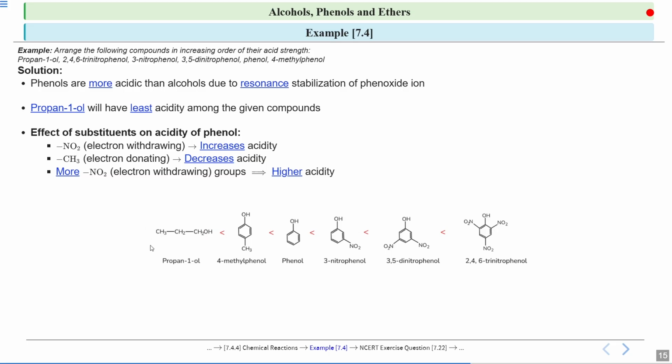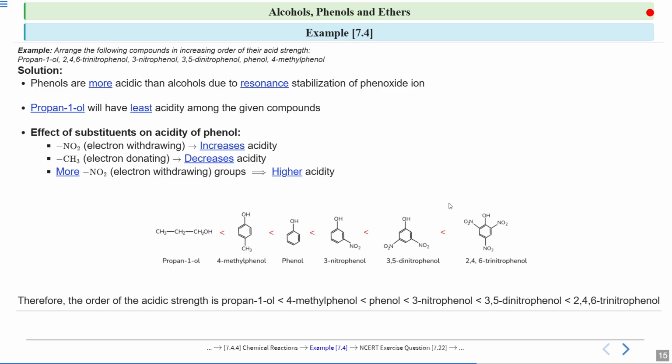I told you in the case of alcohol, there are these R groups, that is, these alkyl groups. These alkyl groups will donate electron density to this oxygen, so it will not withdraw the electron density from this hydrogen. The oxygen and hydrogen bond will be intact in this case. So alcohols are least acidic. Then you will see the highest one is 2,4,6-trinitrophenol because three NO2 groups are attached. So I hope this question is clear. So this is your order of acidic strength.